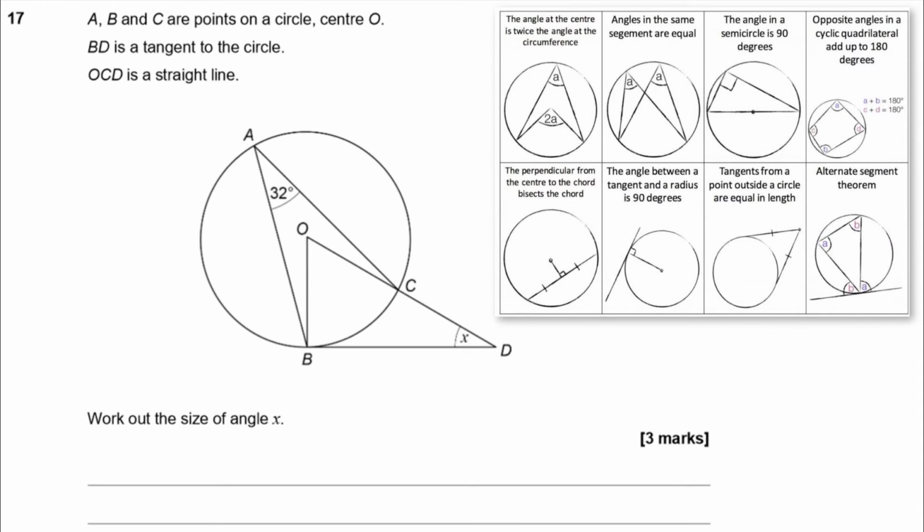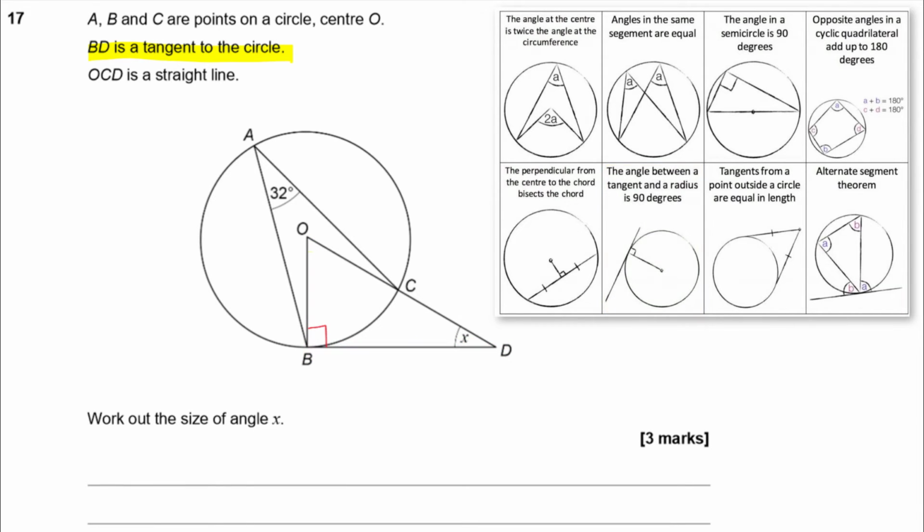Now, first up, I've been told that BD is a tangent to the circle. So that means that this line here, OB, which is a radius drawn at the point of contact, needs to be at right angles to the tangent, because that is always a thing. So those two lines must always be at a right angle.